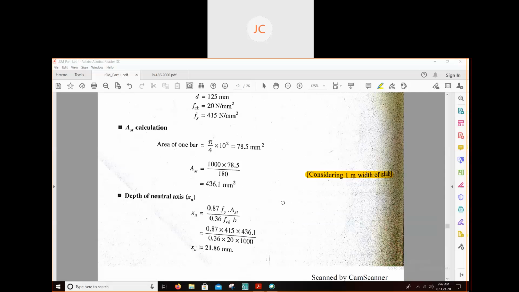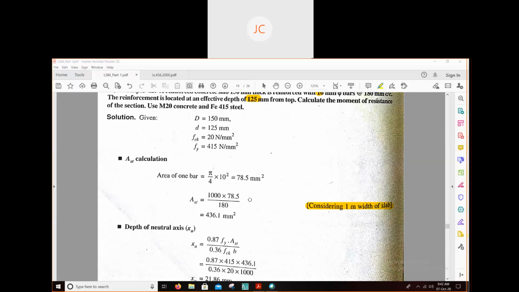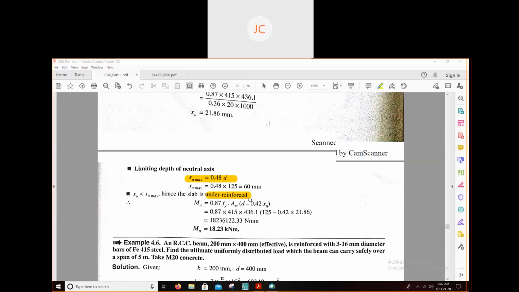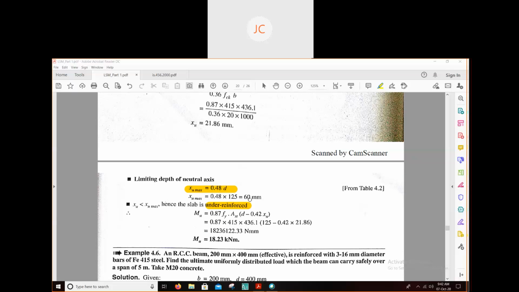Do you understand this? All of you, do you understand this problem? All of you, is it clear? Okay. So I hope all of you have understood this problem. Okay. So let us see the next problem.